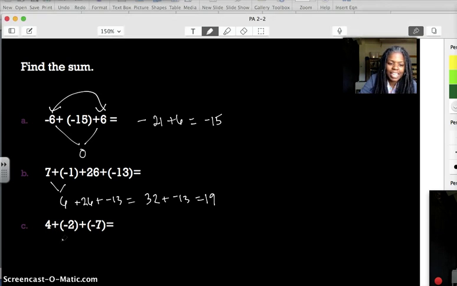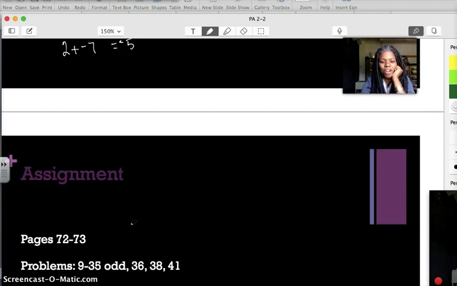Let's go ahead and take a look at this last one. So I've got 4 plus a negative 2, which we know to be 2, plus negative 7. 2 plus a negative 7 is going to give me negative 5 because I'm subtracting, taking the sign of the higher, and I'm done.